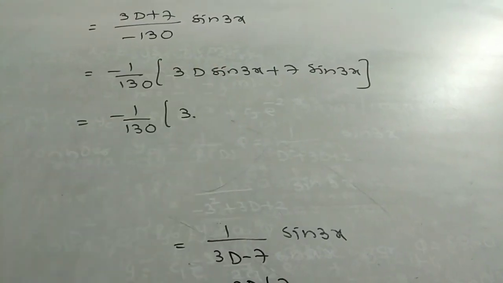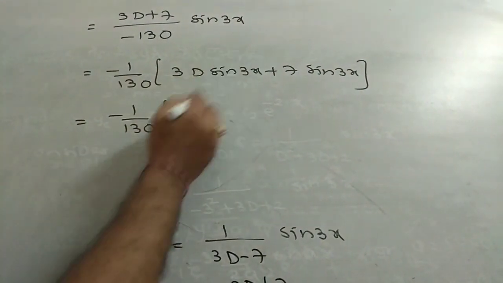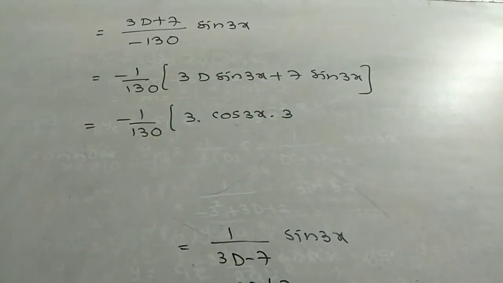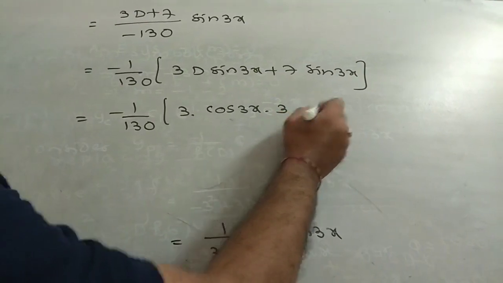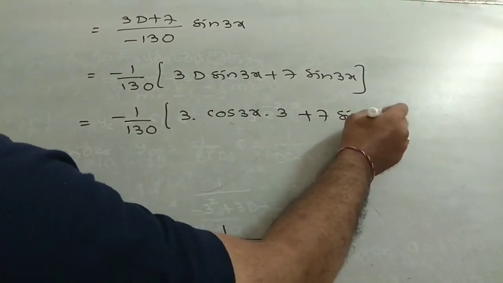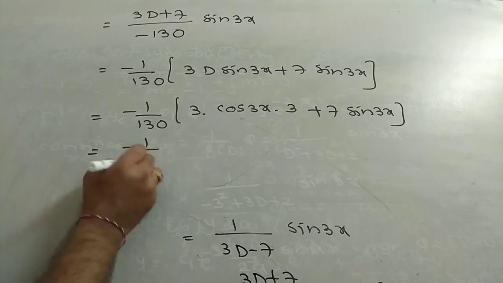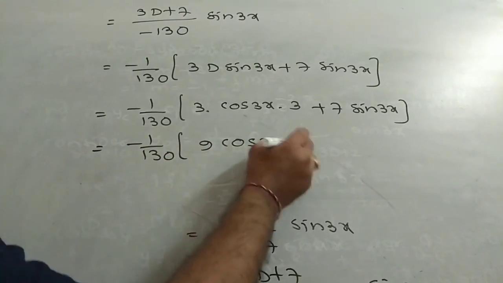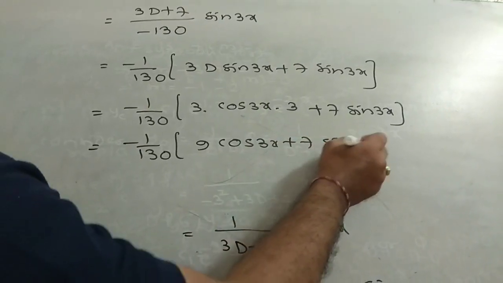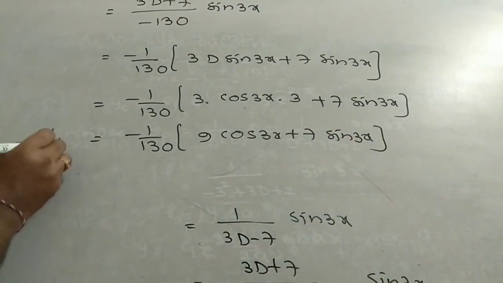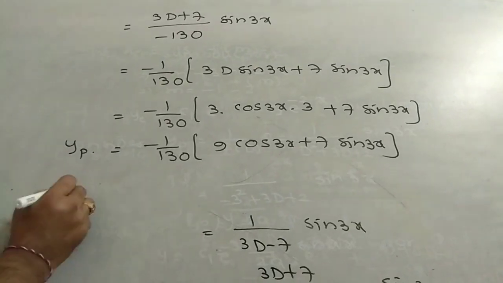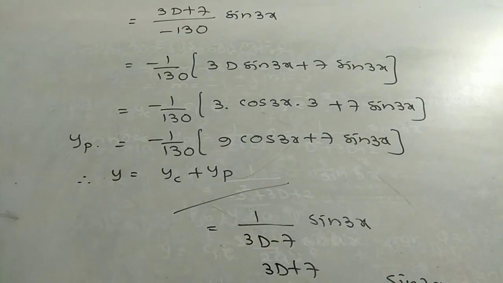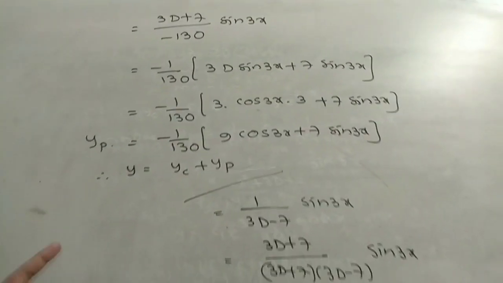So this is equal to minus 1 divided by 130, it is 3 into, D stands for differential. So what is the derivative of sin? It is cos 3x into the x coefficient 3, plus 7 sin 3x as it is. Or I can write minus 1 divided by 130, it becomes 9 cos 3x plus 7 sin 3x. So this is your complete yp. After getting this yp, find out y equal to yc plus yp. That gives you the complete solution of your given equation.